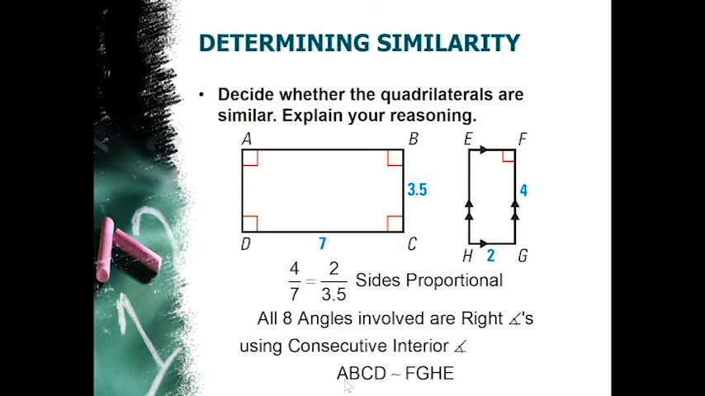Quadrilateral ABCD is similar to quadrilateral FGHE. The only thing you got to be careful of here is that AB is a long side and FG is a long side. BC is a short side, so is GE. You just want to make sure all your parts match up as you write your similarity statement.